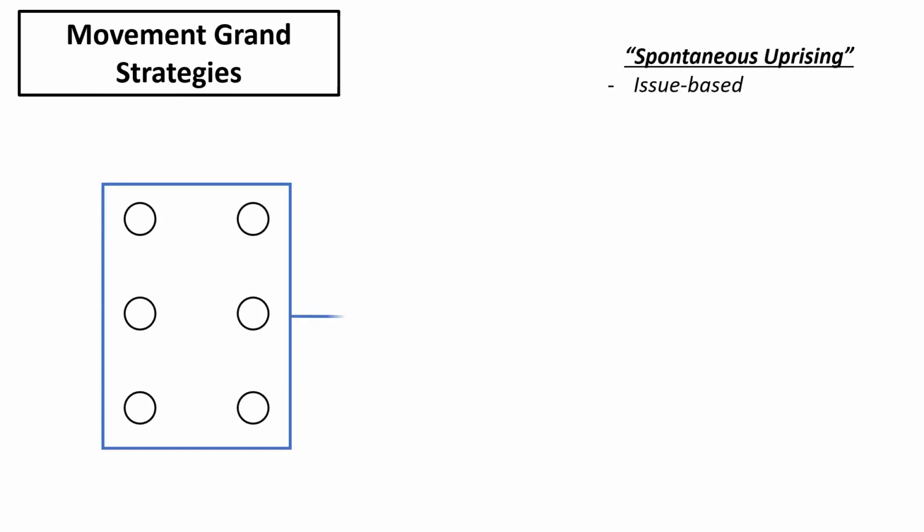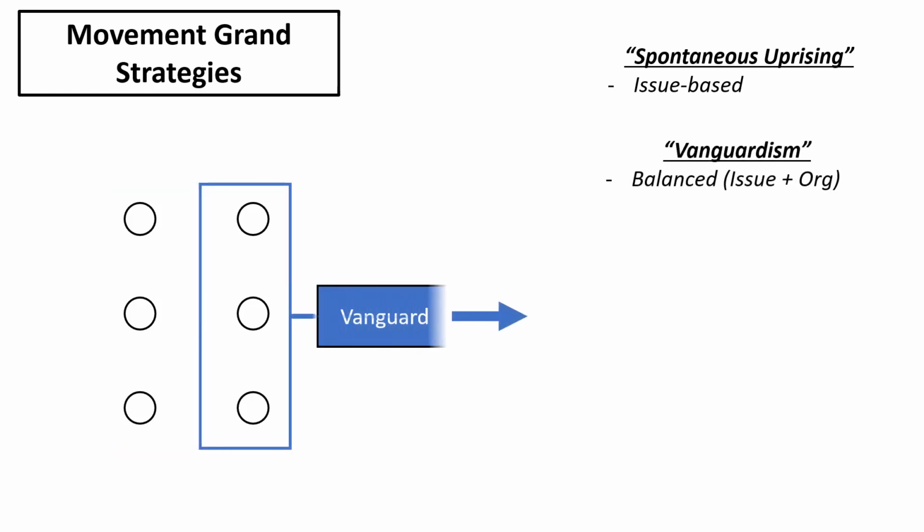In the issue-focused spontaneous uprising, the movement's power comes entirely from the issue and the enthusiasm it whips up amongst the public. In the balanced grand strategy of Vanguardism, the movement's power still requires an issue and some public enthusiasm, but the effect of the two is enhanced by organizational work.